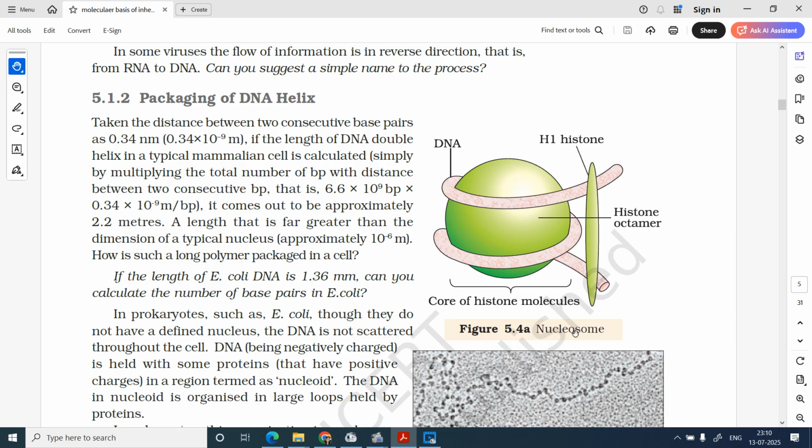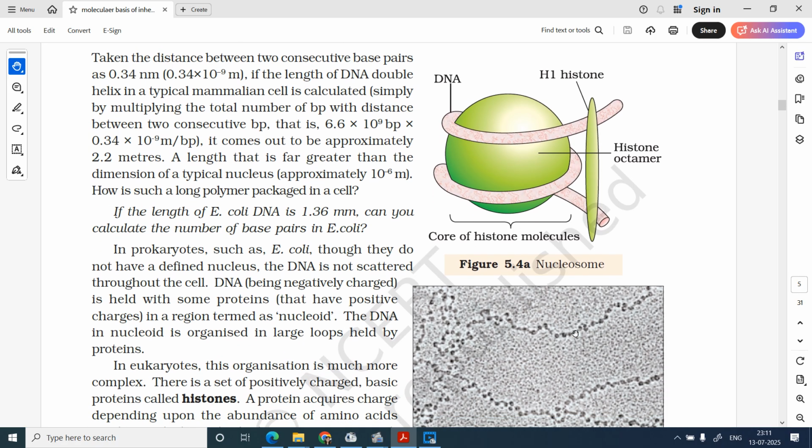5.1.2 Packaging of the DNA helix. Taking the distance between two consecutive base pairs as 0.34 times 10 to the power minus 9 meter, if the length of the DNA double helix in a typical mammalian cell is calculated simply by multiplying the total number of base pairs with the distance between two consecutive base pairs, that is 6.6 times 10 to the power 9 base pairs times 0.34 times 10 to the power minus 9 meter per base pair, it comes out to be approximately 2.2 meters, a length that is far greater than the dimensions of a typical nucleus, approximately 10 to the power minus 6 meter. How is such a long polymer packed in a cell?